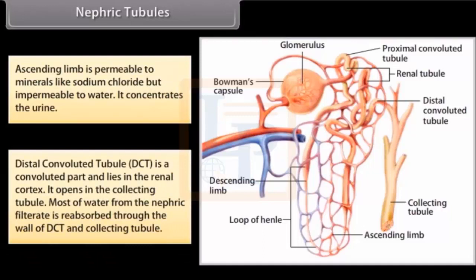The distal convoluted tubule DCT is a convoluted part and lies in the renal cortex. It opens in the collecting tubule. Most of the water from the nephric filtrate is reabsorbed through the wall of the DCT and collecting tubule.